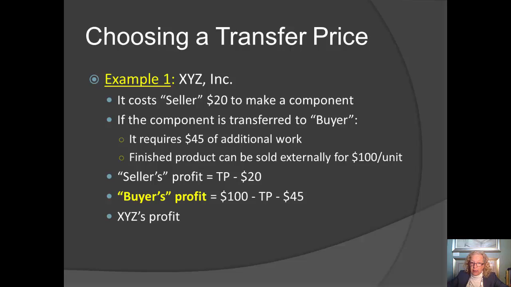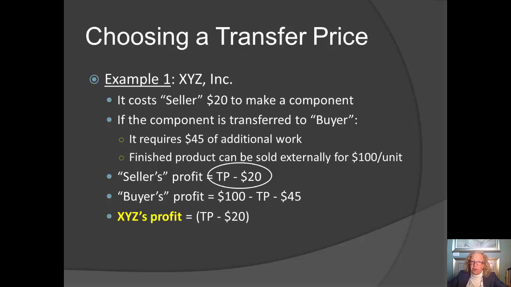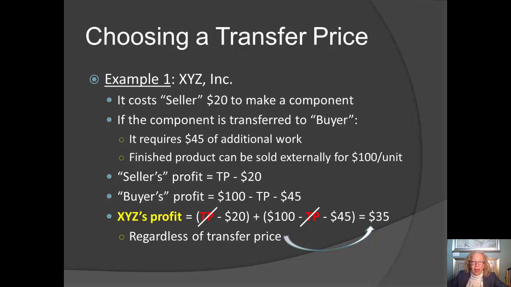For XYZ, the profit is going to be the profit incurred by the selling division plus the profit incurred by the buying division. In this equation, the transfer prices net out, and the firm's overall profit is the external selling price minus the costs in the seller division minus the costs in the buyer division. And that will happen regardless of the transfer price that is chosen. However, the transfer price is going to affect what managers choose to do.